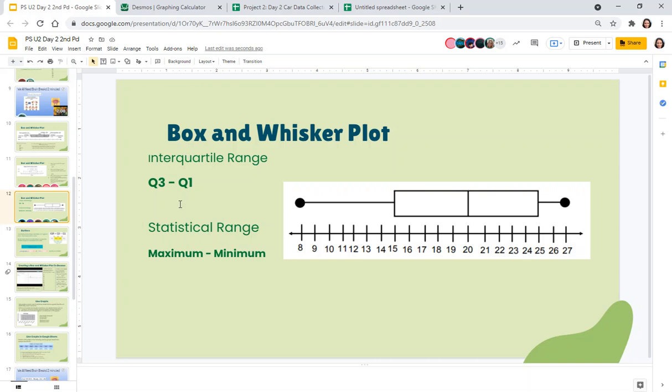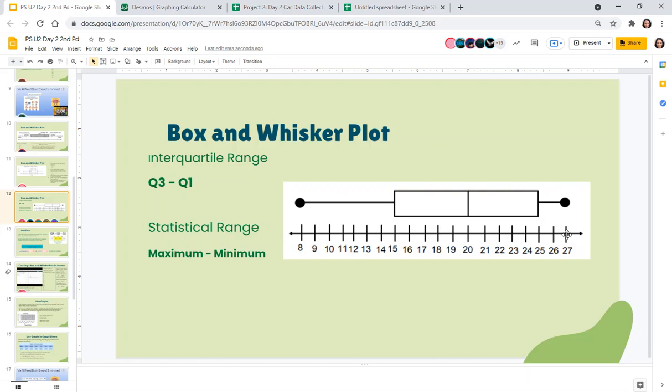So take a minute to calculate the interquartile range, and I will read to you the numbers here. The minimum is 8, Q1 is 15, median is 20, Q3 is 25, and the maximum is 27. Remember, interquartile range will be Q3 minus Q1. Here are the numbers one more time. Minimum is 8, Q1 15, median is 20, Q3 is 25, and the maximum is 27.